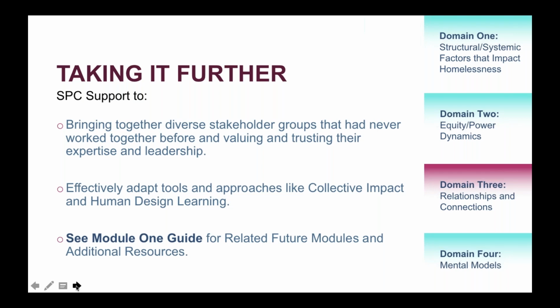We're also going to be adapting tools and approaches such as collective impact, human-centered design, and other methodologies that can build those cross-sector coalitions, engage affected communities in shaping the solutions to homelessness, and bring an equity lens to the work. Finally, we're going to be implementing systems intelligence tools that can begin to address both the relationships and power dynamics in systems planning efforts, tools such as Help Seeker. And again, you can refer to the Module 1 guide for more content.